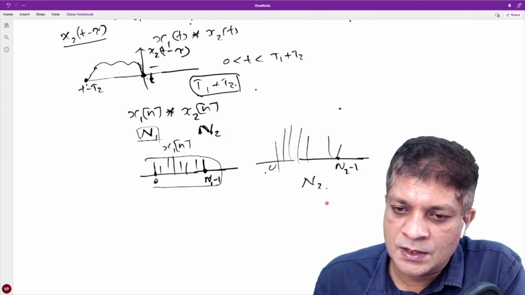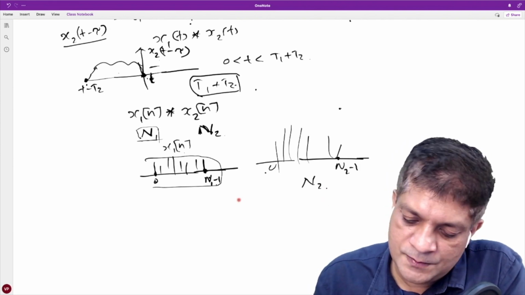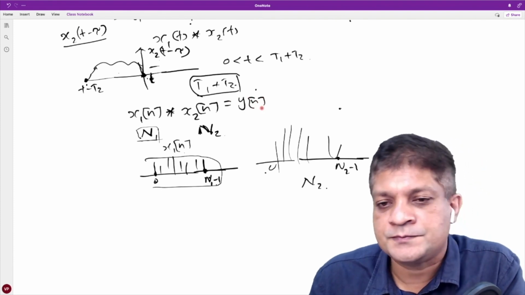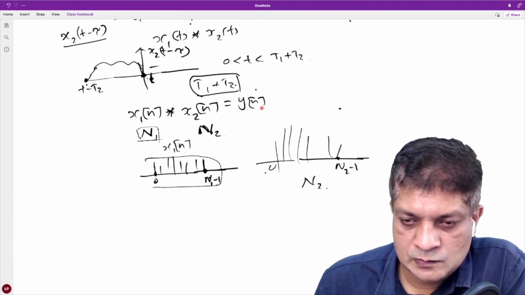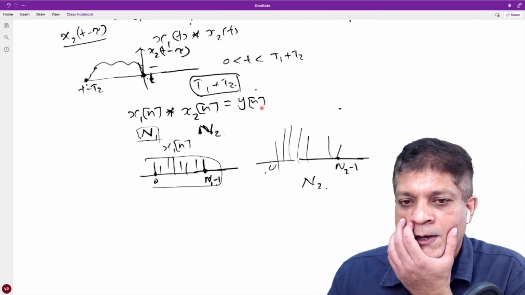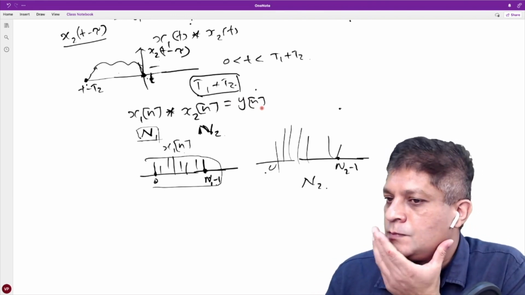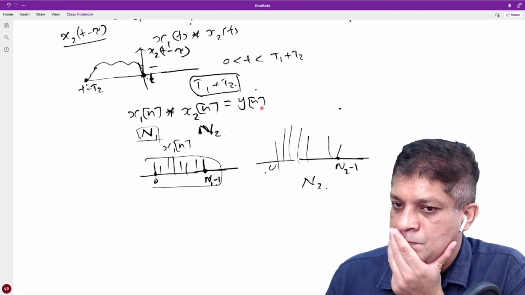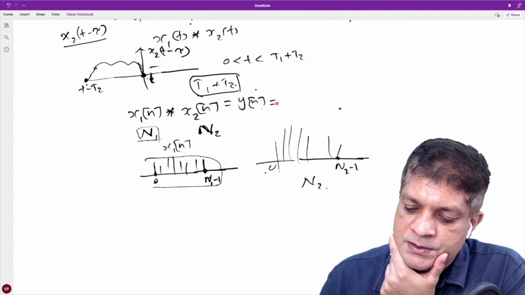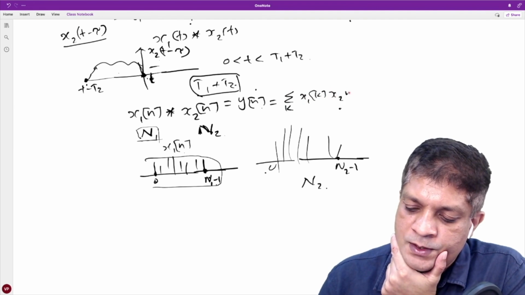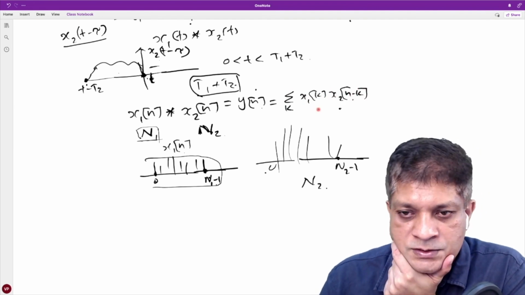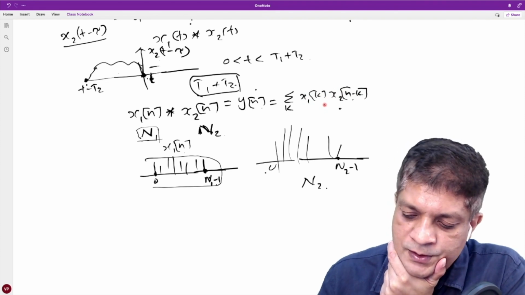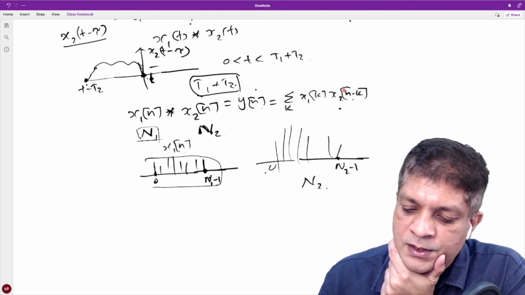Now can you tell me what is the duration of the resulting signal, let's say y[n]? Is it n1 plus n2? This is the summation over k of x1[k] x2[n minus k], the discrete time convolution summation. That means you have to flip this signal, delay by n, multiply these two signals, and then find the sum.